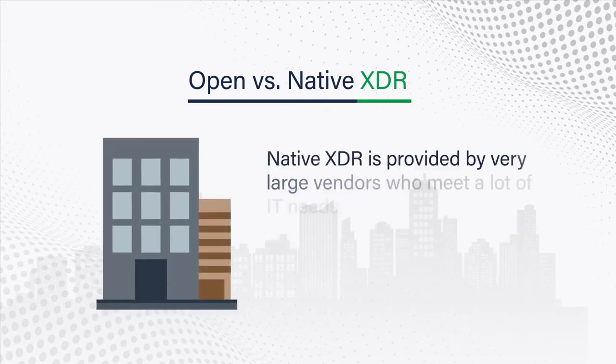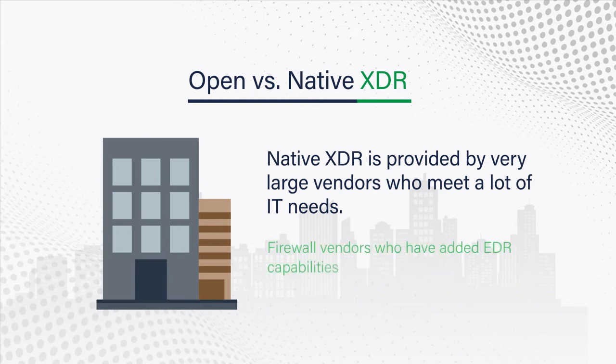So what's now open versus native? A native XDR solution is something that's provided usually by very large vendors who meet a lot of your IT needs. Some examples are firewall vendors like Palo Alto or Sophos, who not only provide firewalls, but they've also added EDR capability. Now they're offering XDR on top of that, and sometimes even a managed version of it. You have platform vendors. Microsoft comes to mind. They provide you the operating system. They provide you Defender. They provide you a public cloud in terms of Azure, which has all of those SaaS and PaaS applications. And so now they're adding XDR to their complement.